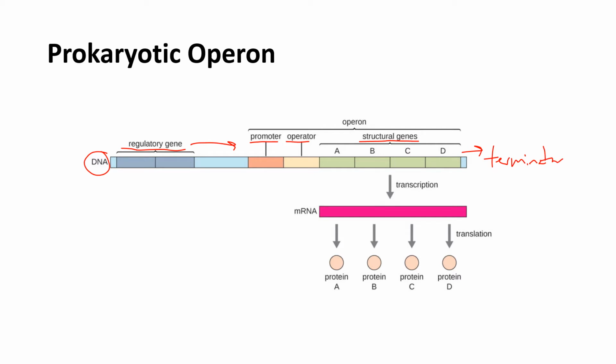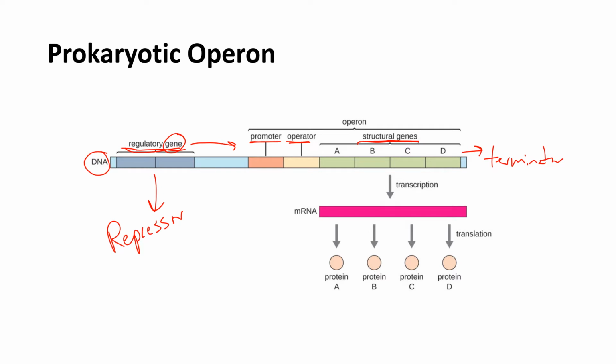Now going over these sequences, some of them are labeled as genes, and any sequence labeled as a gene means that it has a protein product. So the regulatory gene is a gene and it produces a protein product. That protein product is called the repressor. Then as you go downstream, you pass the promoter, the operator, and then the structural genes.